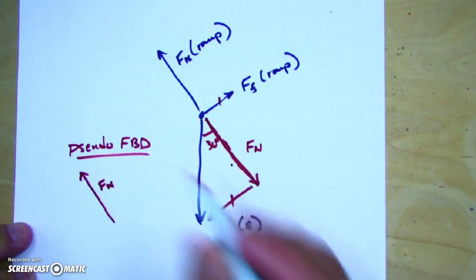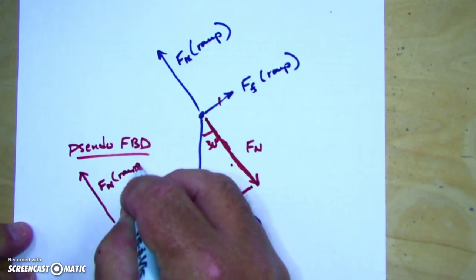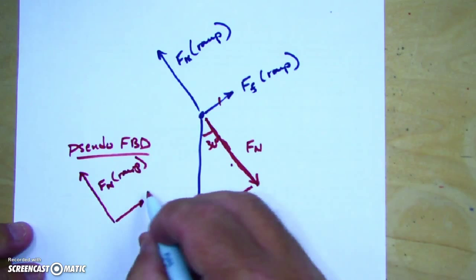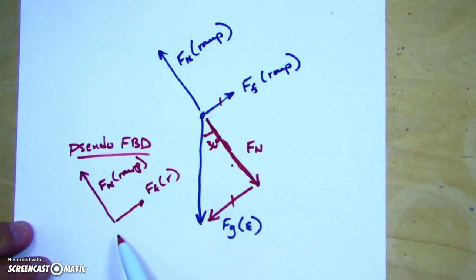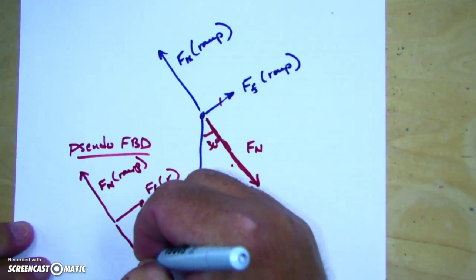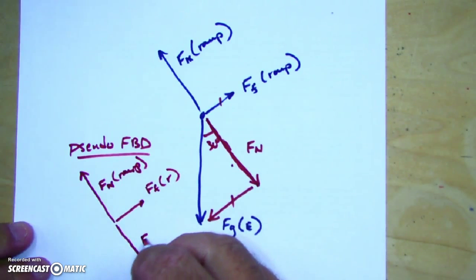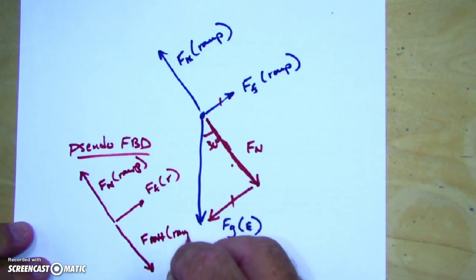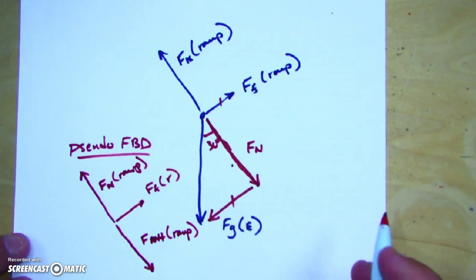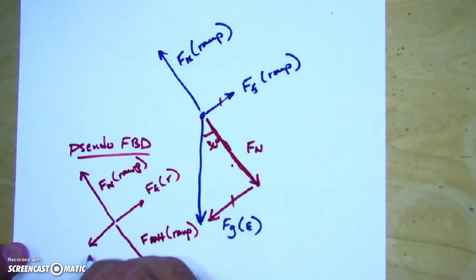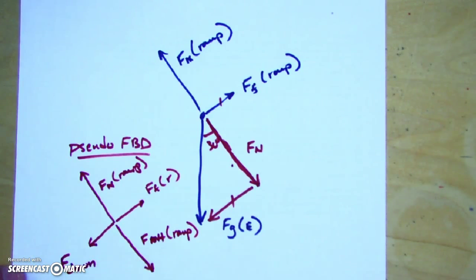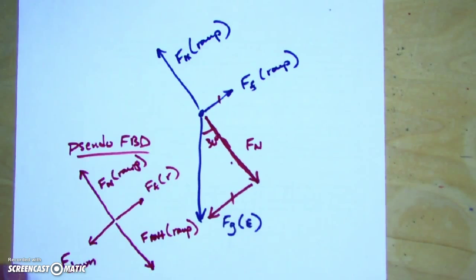Fn going up. Again, that's from the ramp. It's going to have FF going this way. That's also from the ramp. But now, instead of drawing FG straight down, I'm going to say F weight into the ramp. It's the weight pushing into the ramp. And over here, I'm going to draw this side, which I'm going to call the force down the ramp, because it's going down the ramp.